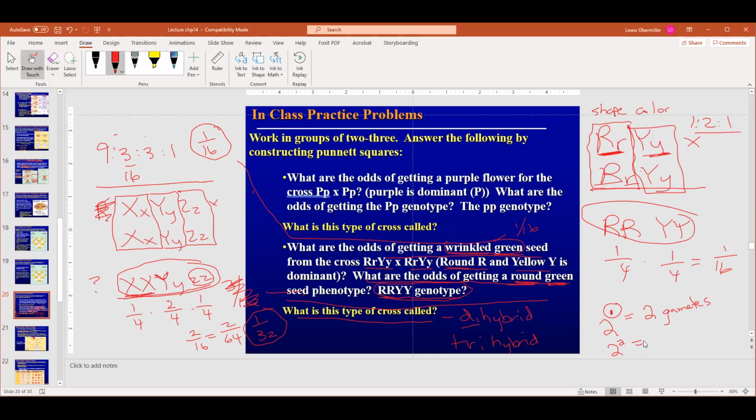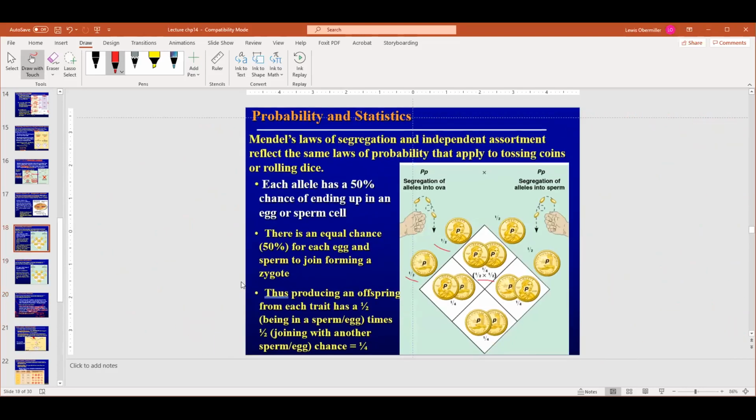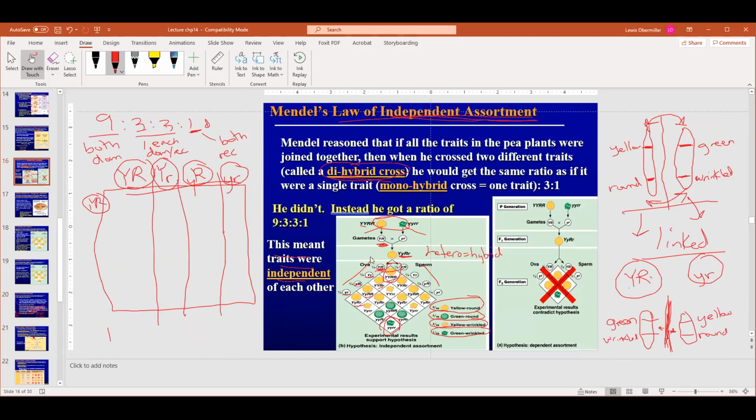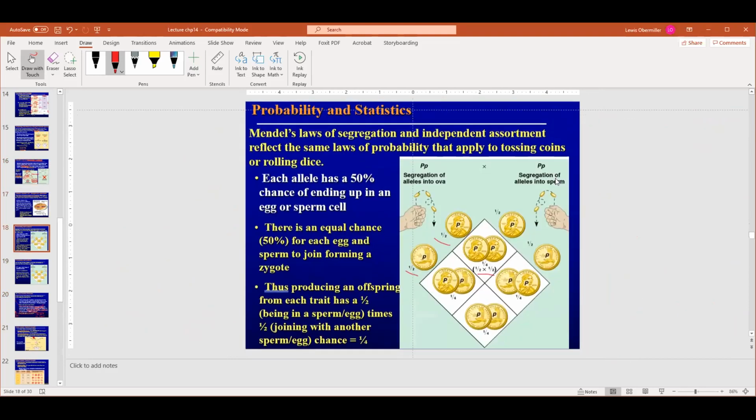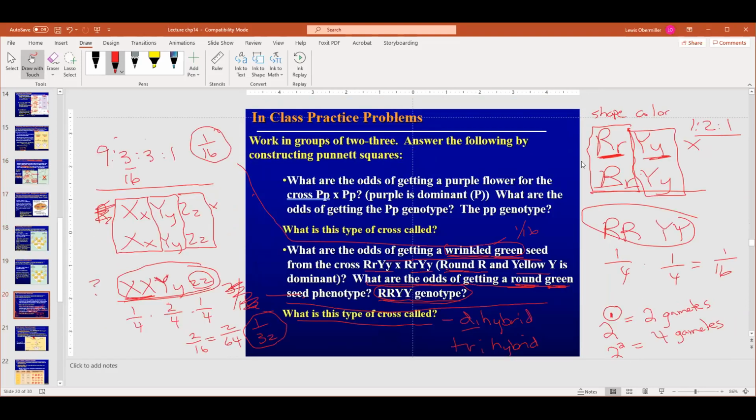And then when we did 2 traits, which is this dihybrid cross, 2 to the second, so 2 times 2 is 4 gametes. And without me redoing all this, I'll just go reference this other slide. But so we have 4 gametes now, right? Because it's a dihybrid cross. And if we were to do 3, so let's say we threw another one in here, and we'll just call it X.